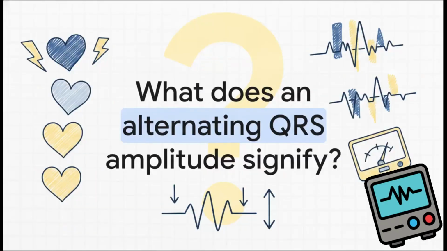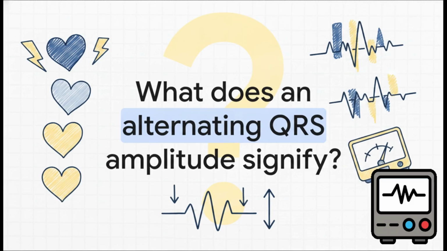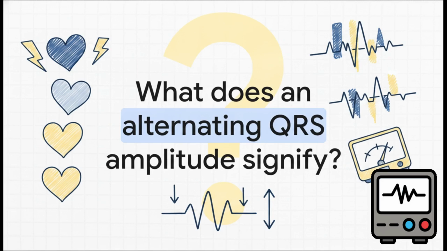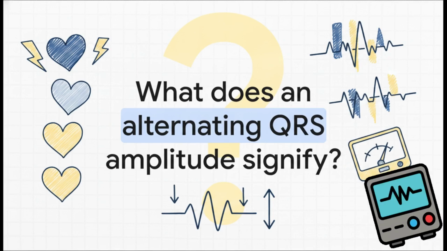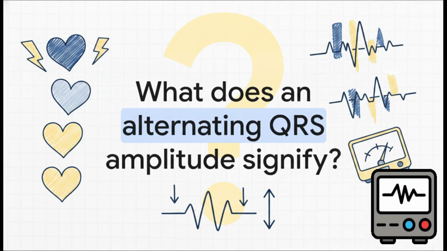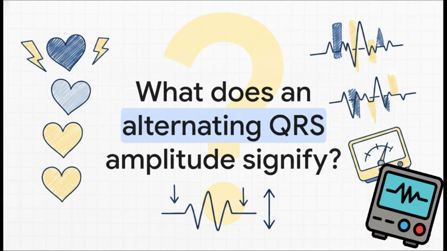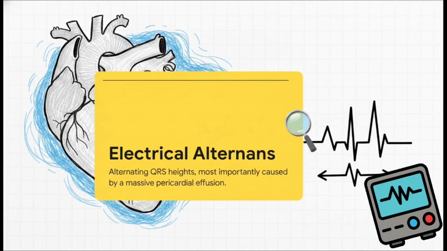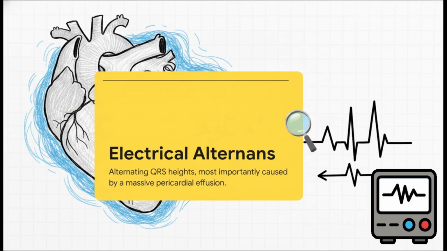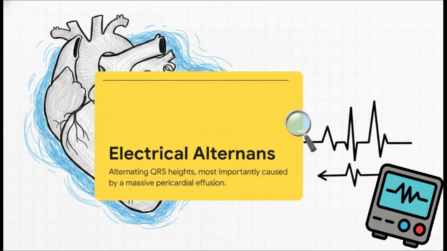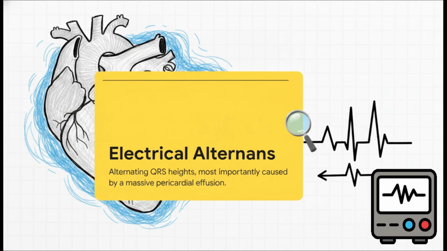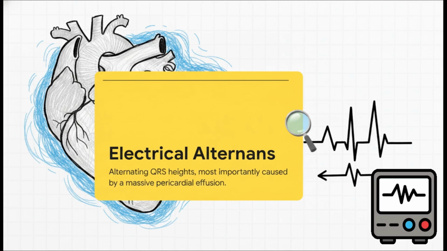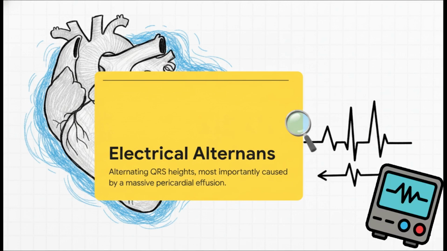Now, beyond just the width, let me pimp you on a quick spot diagnosis question about voltage. What does it actually mean when the QRS complexes continuously alternate in their height, going up and down, beat to beat? The answer is electrical alternans. This is a critical finding that happens when the heart is literally swinging back and forth inside a fluid-filled pericardial sac. If you ever see this alternating voltage on an EKG, you need to instantly think about a life-threatening massive pericardial effusion and prep for potential cardiac tamponade.